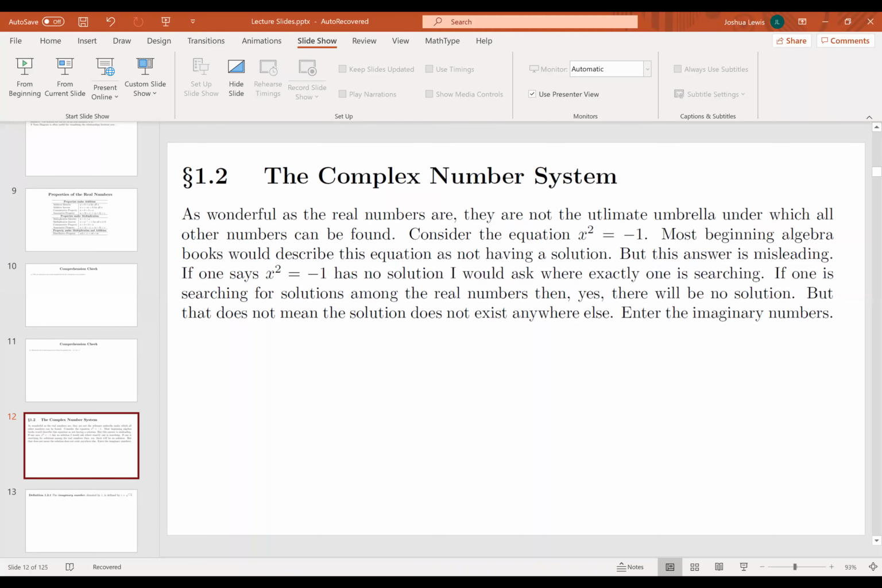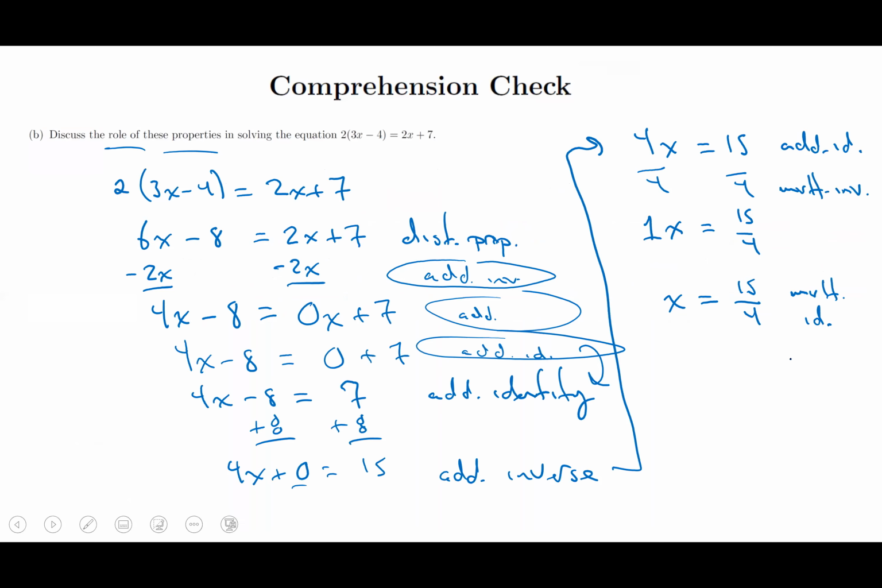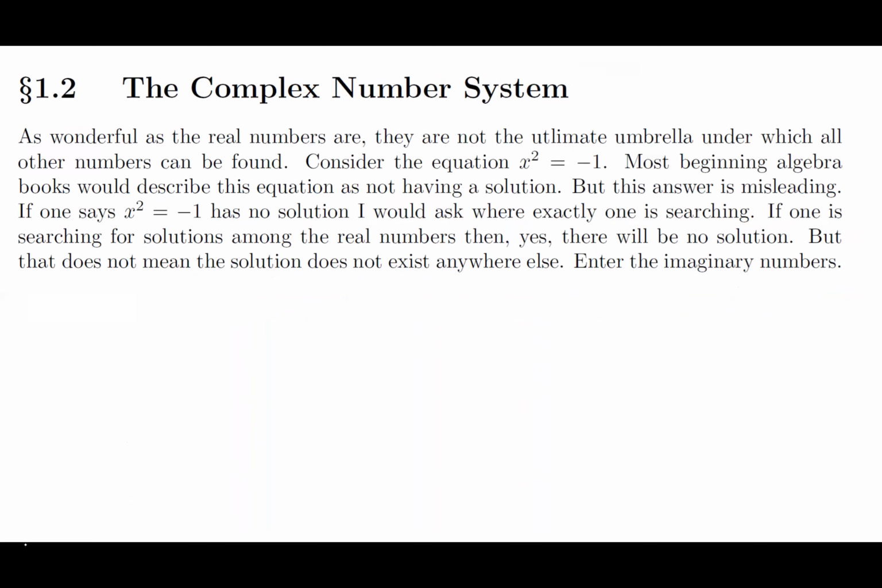Okay, so thinking back to that equation that I mentioned, x squared equals -1. Again, most algebra books would describe this equation as not having a solution, but it's very misleading. If you say that it doesn't have a solution, it depends on really where you're looking. If you're looking in the real numbers, then no. But if we have ourselves a little dip in that pool of imaginary numbers, then oh, yes, indeed.